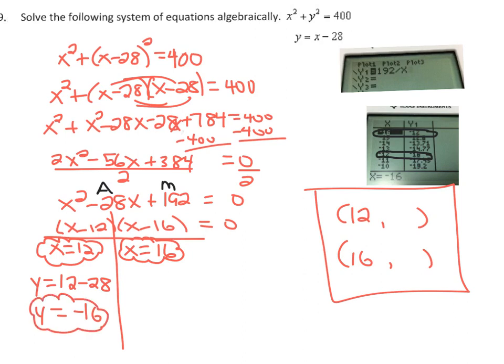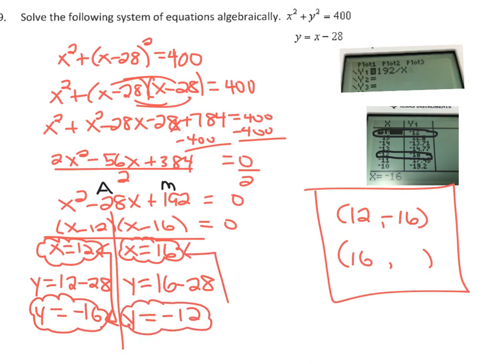So these two values right here group together to form a coordinate. So 12, negative 16. Okay, now let's do the same thing over here. Y equals, this time we're going to replace the x with positive 16. And 16 minus 28 is negative 12. So that right there is going to lead to our other point of intersection. When x is 16, y is negative 12.